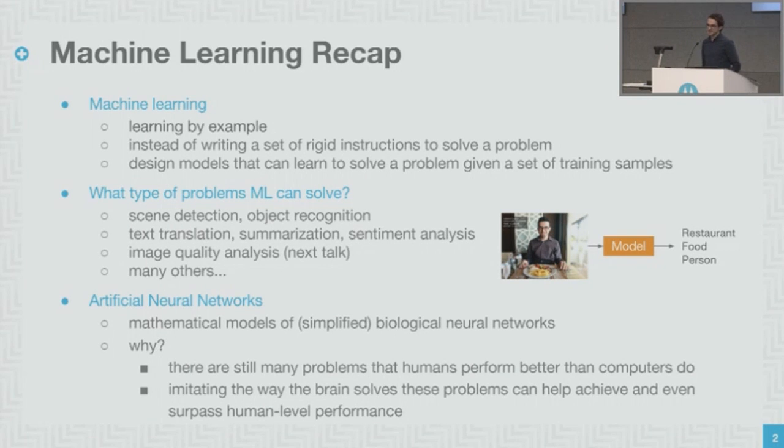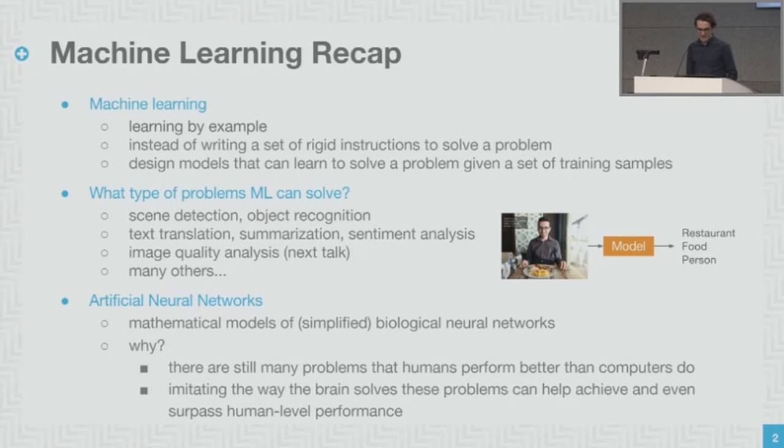What is machine learning? If I had to explain it in 3 words, I would say learning by example. So in machine learning, instead of writing a set of rigid instructions to solve a problem, we design models that can learn to solve a problem given a set of training samples. And what type of problems can machine learning solve? Scene detection, object recognition, text translation, sentiment analysis, image quality analysis, which will be the topic of my next talk, and there are many others.